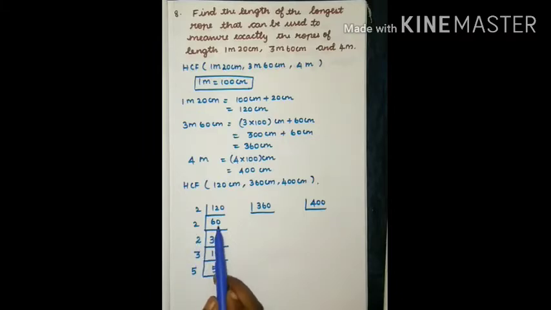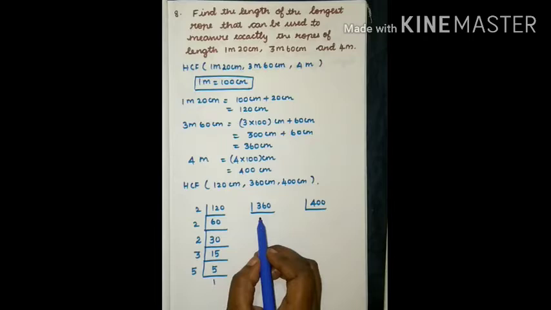2 30s are 60. Again 30 is an even number. It is divisible by 2. 2 15s are 30. Then 15 is an odd number, so it is not divisible by 2. Next you have to move on to the next prime number, the smallest prime number 3. 3 5s are 15. 5 is a prime number, so it is only divisible by 5. 5 1s are 5. Now let's find for 360.